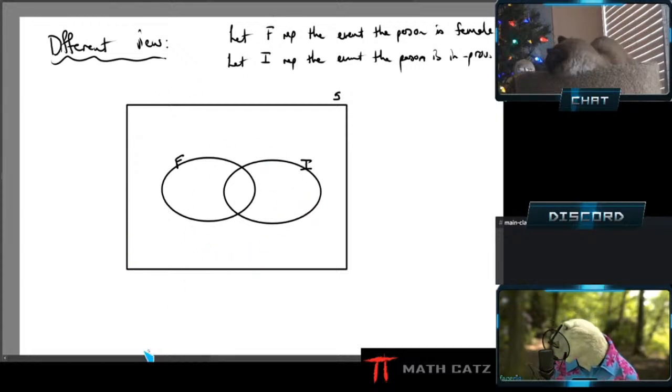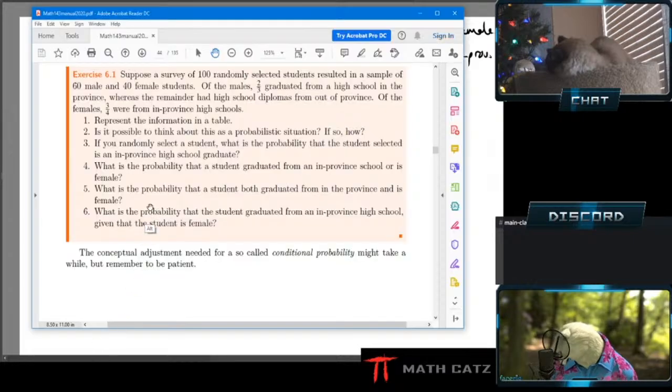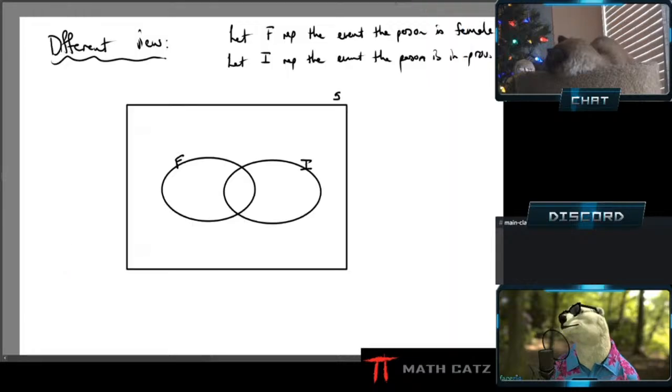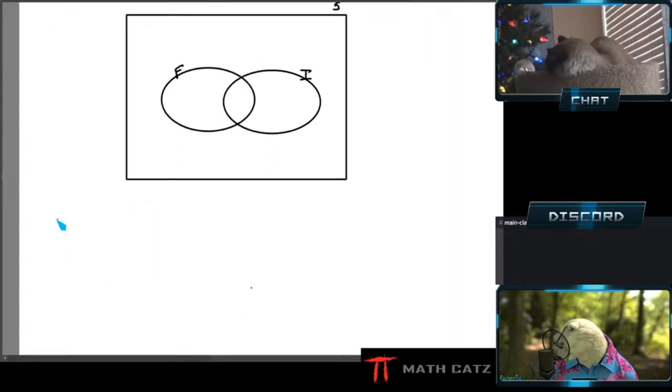So now I want to look at that last question where it says, what's the probability that the student graduated from an in-province high school given the student is female? So I'm looking, let's move up a little bit, looking for the probability of being in province given female.